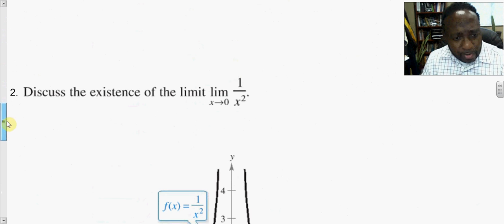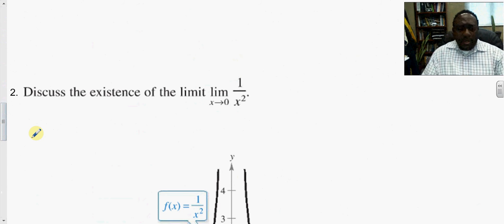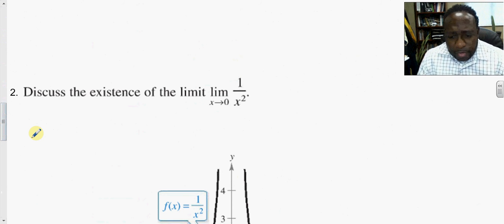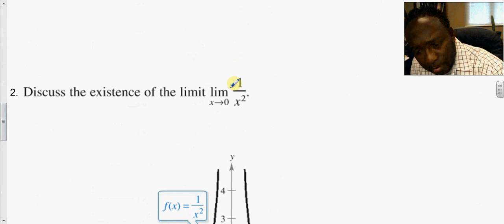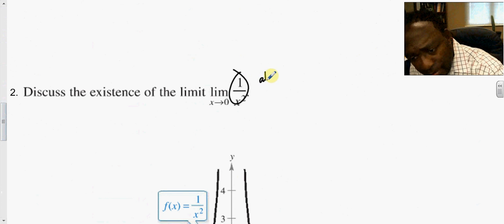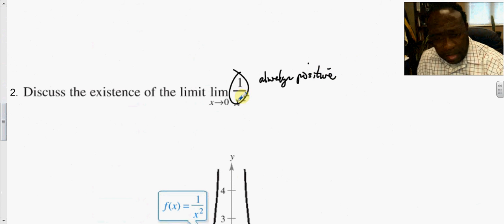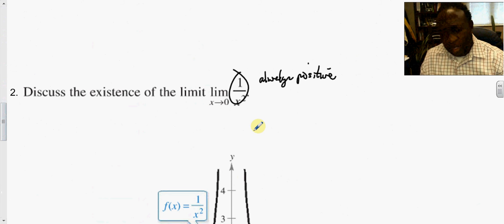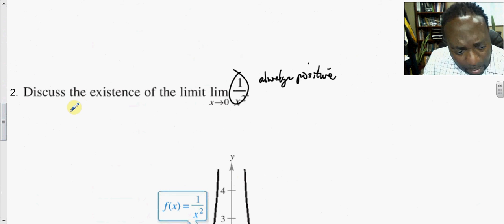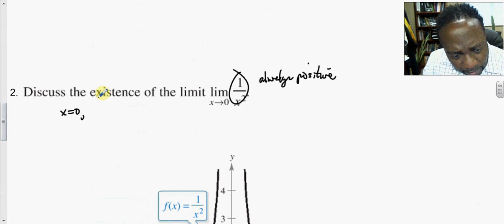Secondly, discuss the continuity or the existence of the limit of 1 over x squared. Notice that this particular function is always positive, because of the nature of the x squared. When you have 1 over x squared as x approaches 0, you know that 1 over 0 squared is not defined. Going back to pre-calculus algebra, you remember that x equal to 0 for this function is said to be a vertical asymptote.